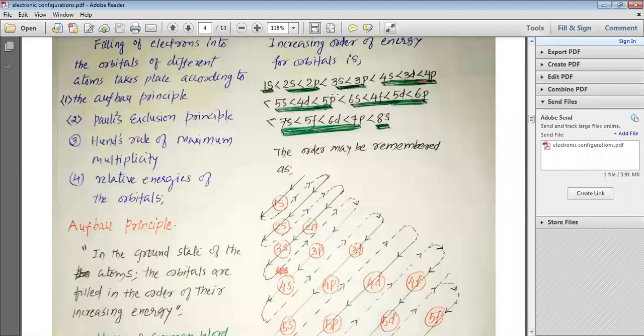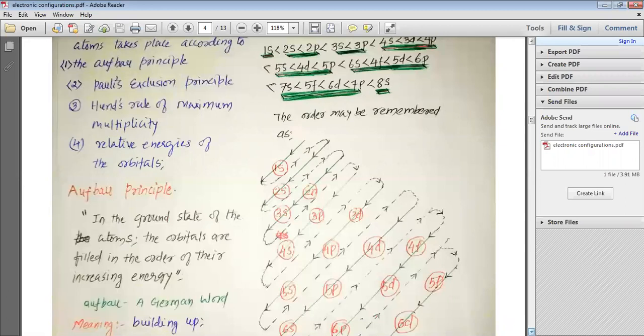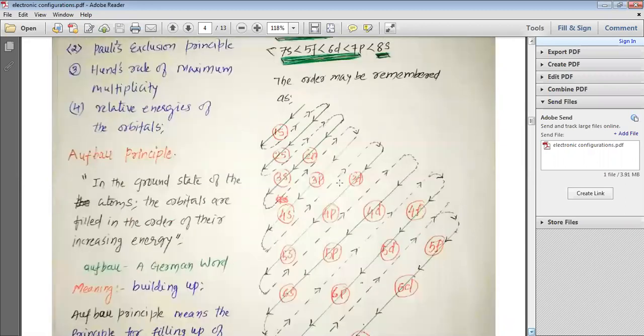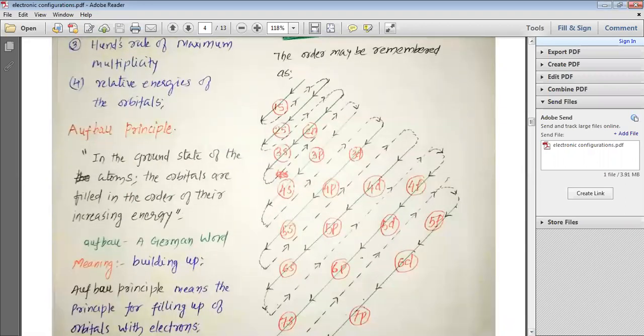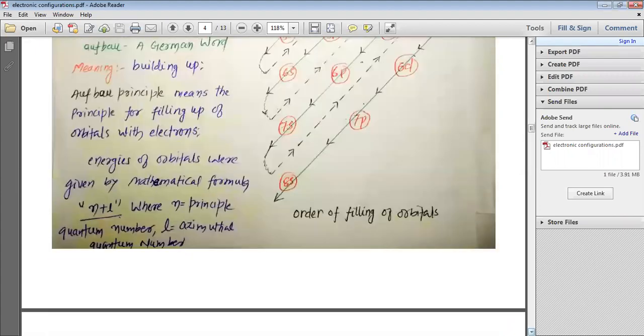We can understand the order of increasing energy is 1s, then 2s, 2p, then we have 3s, 3p, 4s, 3d, 4p, 5s, 4d, 5p, 6s, 4f, 5d, 6p, 7s, 5f, 6d, 7p, and 8s. So this is how we can understand the filling up of orbitals in the increasing order. You can see here, this is even a way by which you can remember this order.